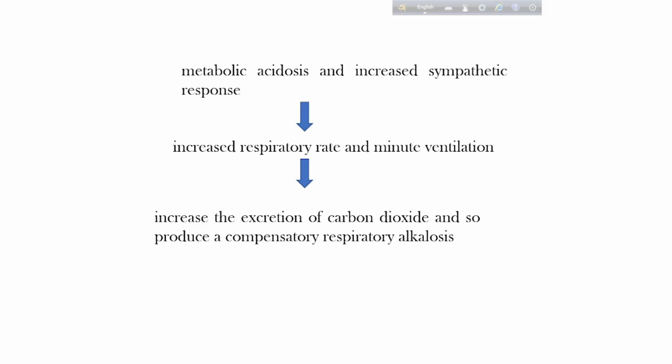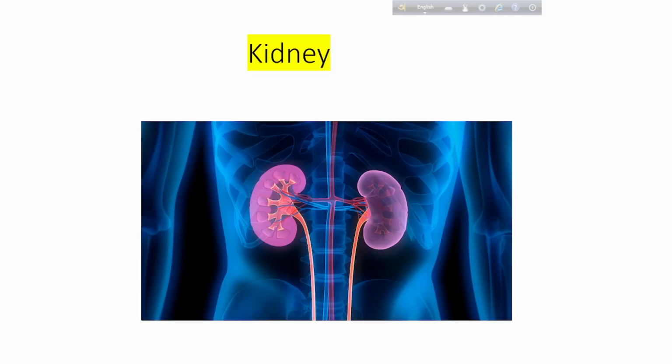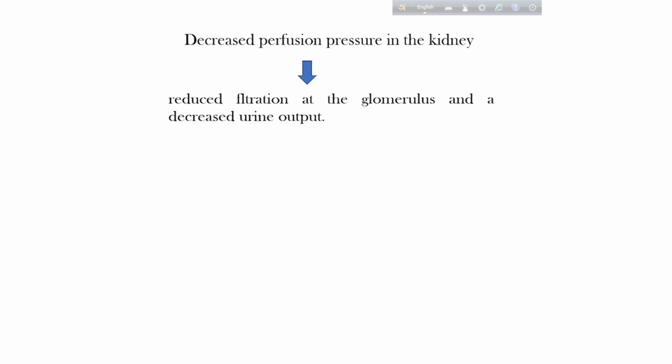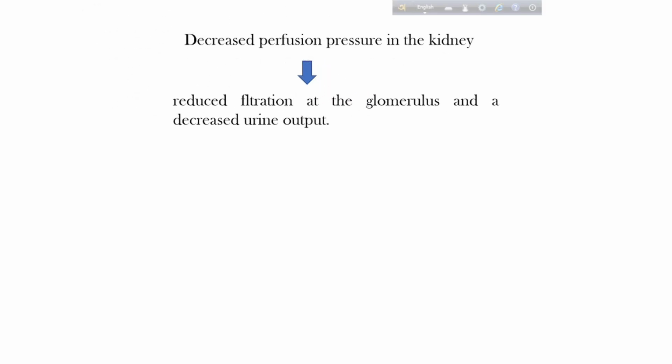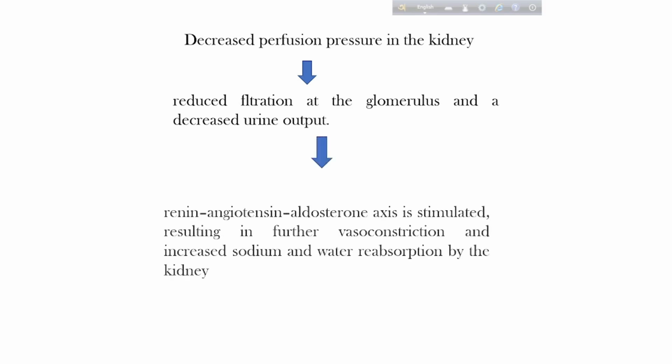So what happens in the kidney? Decreased perfusion pressure in the kidney due to hypovolemia or hemorrhage, due to volume loss. Then there is reduced filtration at the glomerulus and decreased urine output. As a result of this, the renin-angiotensin aldosterone axis is stimulated, resulting in further vasoconstriction and increased sodium and water reabsorption by the kidney.